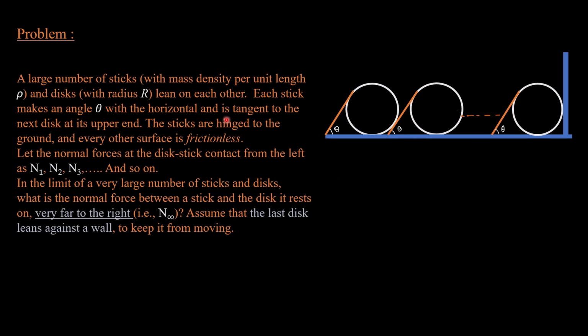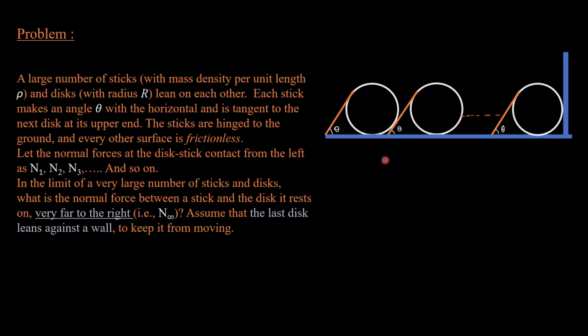Here is our problem. As you can see in the picture, there is a large number of sticks and discs, and it is given that the mass density per unit length of the stick is rho, and the radius of the disc is r. The sticks and discs are leaning on each other, as you can see in the picture, and it is given that each stick makes an angle theta with the horizontal and is tangent to the next disc at its upper end.